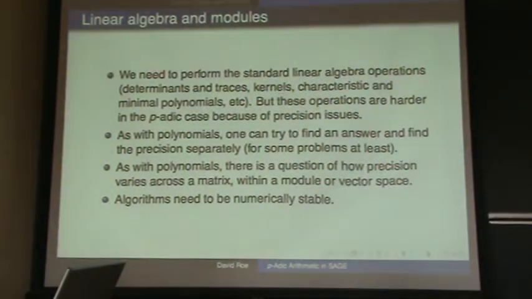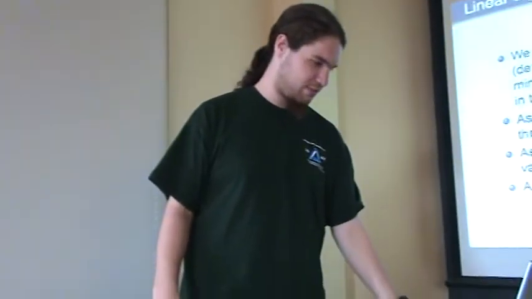Also, in addition to just explicitly working with matrices, we want to have modules and vector spaces over p-adic rings and fields, and what does it mean to change basis when the entries in your vector all have different precisions on their coefficients? It seems a little strange. So does it only make sense to have vector spaces which have fixed absolute precision? Is there any meaning that you can attach to having different precisions? Anyway, that's something to think about.